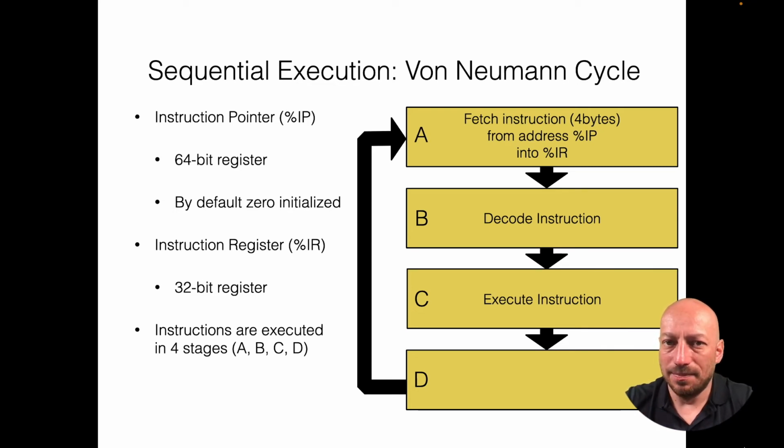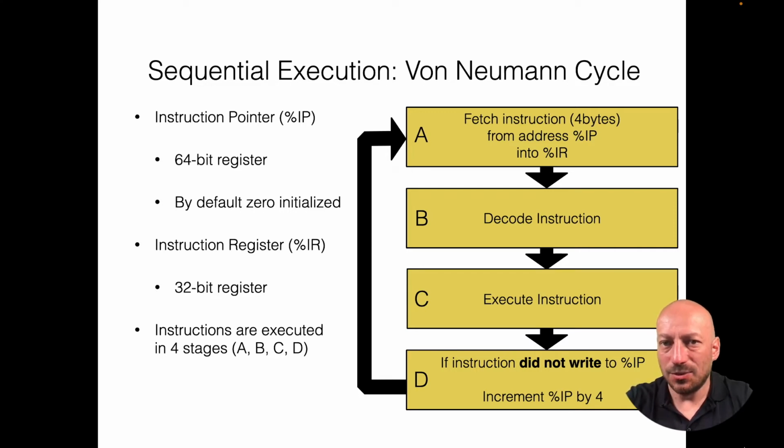But you can change that, because this increment by 4 only happens if your instruction, your microcode, did not write to the instruction pointer. So by using microcode that writes to the instruction pointer, you can change this default behavior that the next instruction comes in memory next. And I will show you that in the demo, where I first implement an unconditional jump and then also a conditional jump.